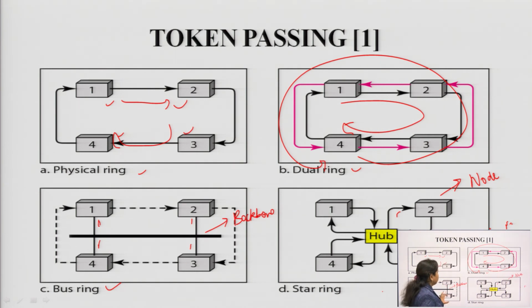So, these are the 4 different types of topologies, or the ways in which different computers are connected, so that they can access and transmit the data using this token passing.